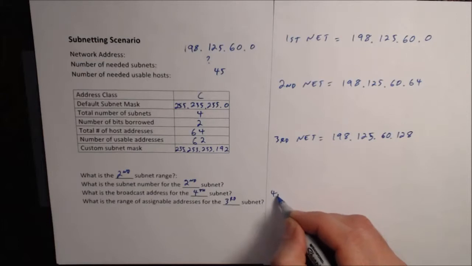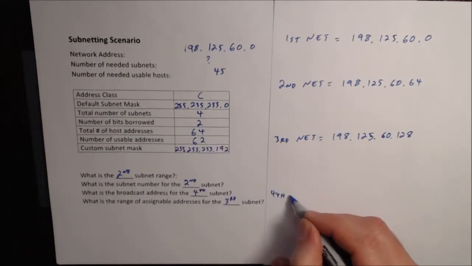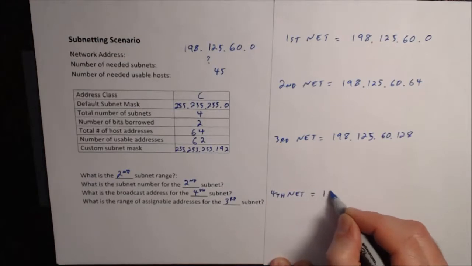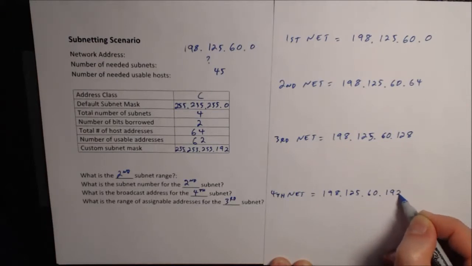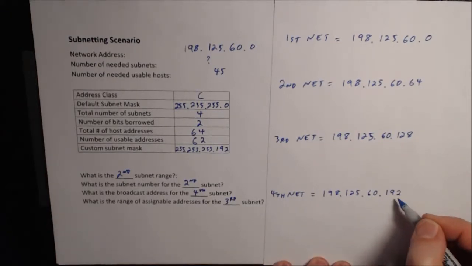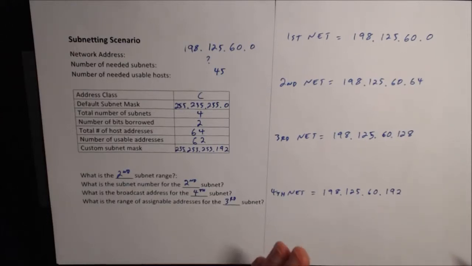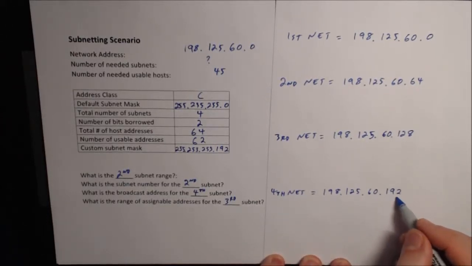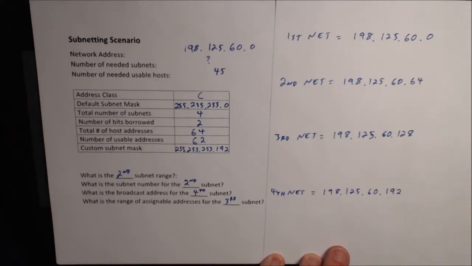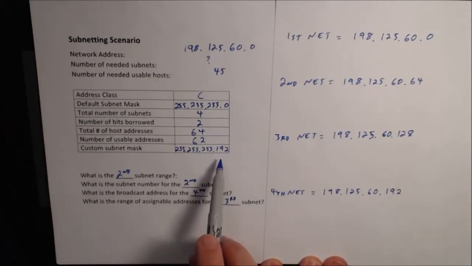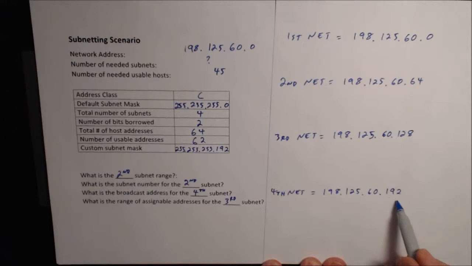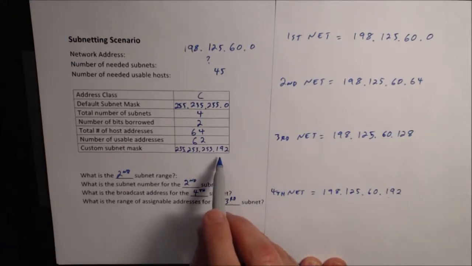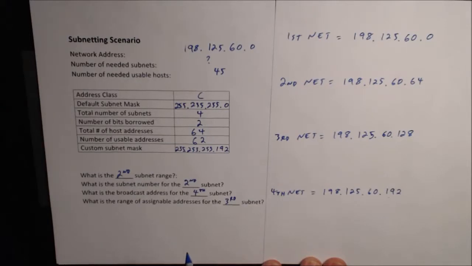And then finally, our last network, because we only have 4 subnets, our fourth network will be 198.125.60.192. If we add 64 one more time, we get to 256, so we know that we've reached the end. The other way we can tell is that this last octet, that .192, is the same as our custom subnet number. So if we have 4 networks, which is what we calculated, and our last network number here is the same as our custom subnet mask's last number, then we're pretty confident that we've done our calculations correctly.